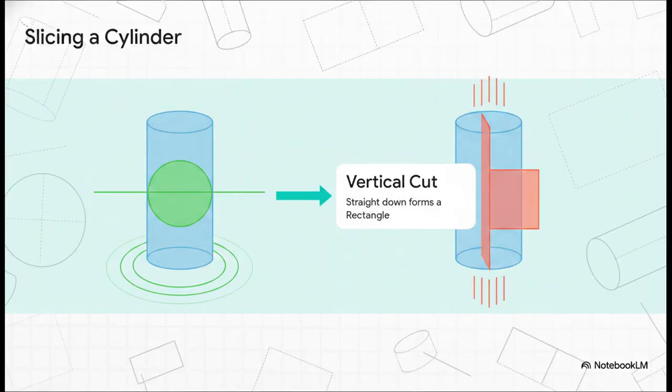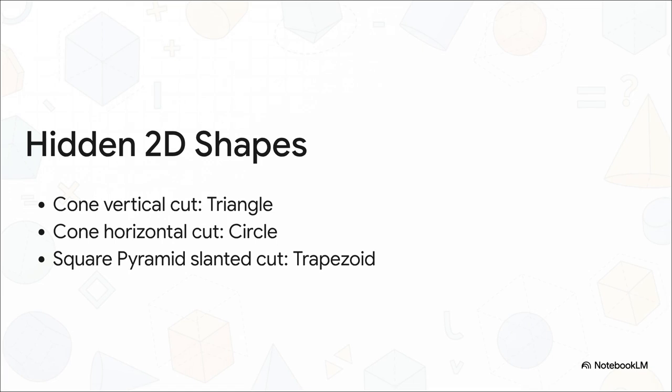Geometrically speaking, that cake is essentially just a cylinder, so slicing a cylinder horizontally gives you a circle. But if you change your angle and slice that cylinder straight down the middle from top to bottom, the hidden 2D shape you expose is a rectangle. Your angle of attack entirely controls the geometry you reveal. And what this means is that there are incredible hidden shapes hiding inside completely ordinary 3D objects.